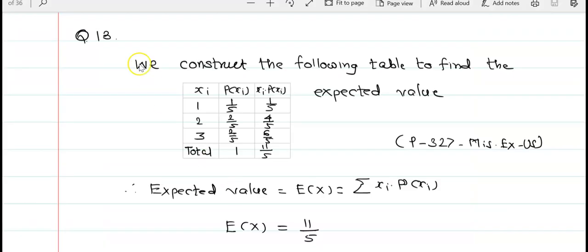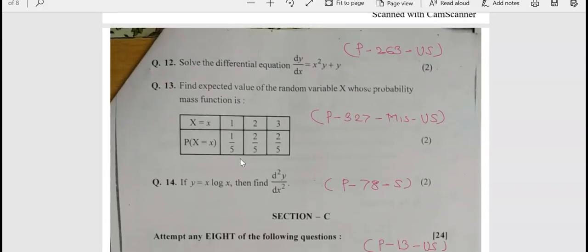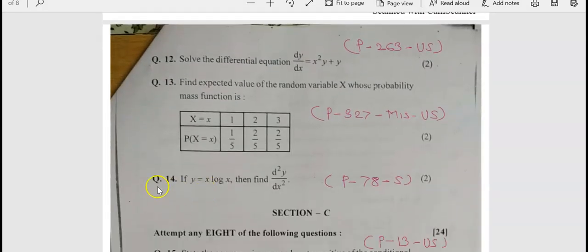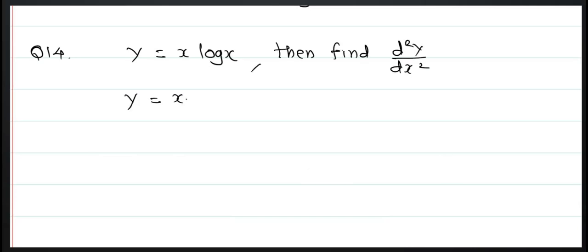See this question here again. That is question number 14. If y is equal to x into log of x, then find d2y by dx square. It is on page number 78 and it is a solved question. A very simple question. Y is equal to x log x, then find d2y by dx square.